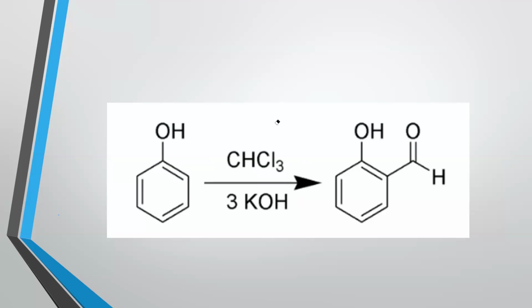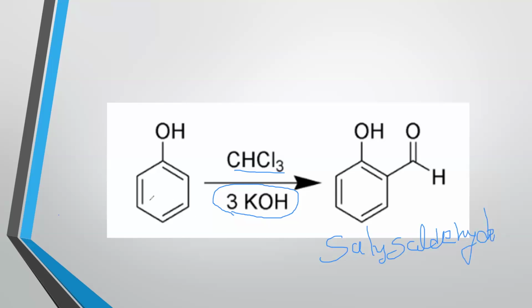So simply what happens in the Reimer-Tiemann reaction is that phenol will react with chloroform in presence of KOH. Chloroform will react with the phenol in presence of KOH and it will form a salicylaldehyde. So this reaction is known as the Reimer-Tiemann reaction.